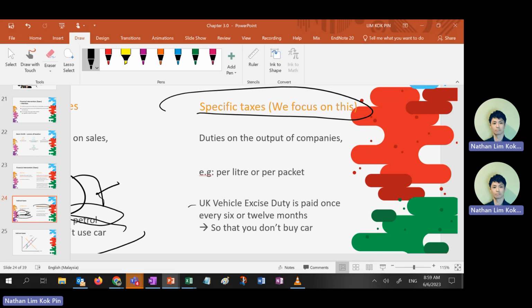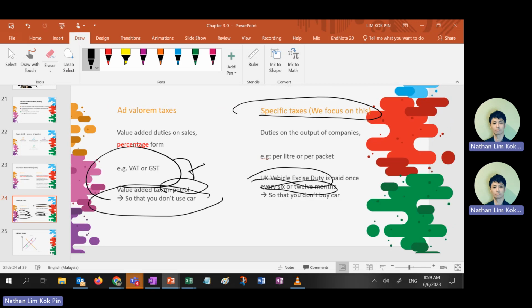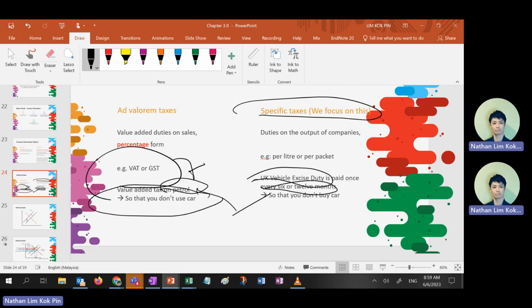So for example, UK vehicle excise duty is like road tax. Road tax is paid once every 6 or 12 months. This one is so that you don't buy the car, right? Both of them are taxing pollution. One is percentage to tax the petrol so that you use the car less. Another one is to tax the car so that you don't buy the car, so that you can use more public transport and don't use the personal private car.